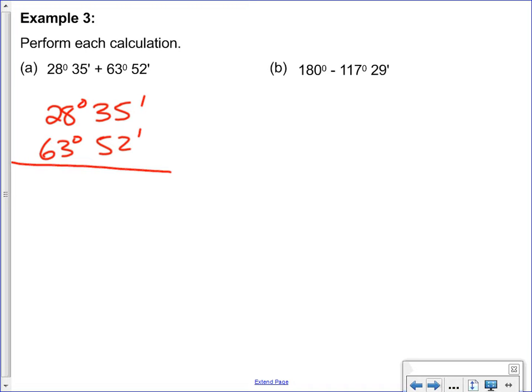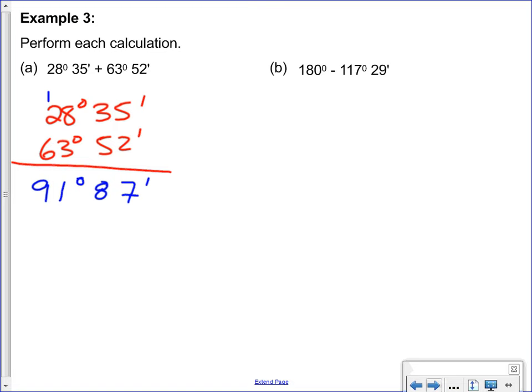Now you just add like you were taught to add in times. Start with the right column. 5 and 2 is 7 and 8. So it's 87 minutes. And now at the degrees part, 8 plus 3 is 11. 91 degrees and 87 minutes.